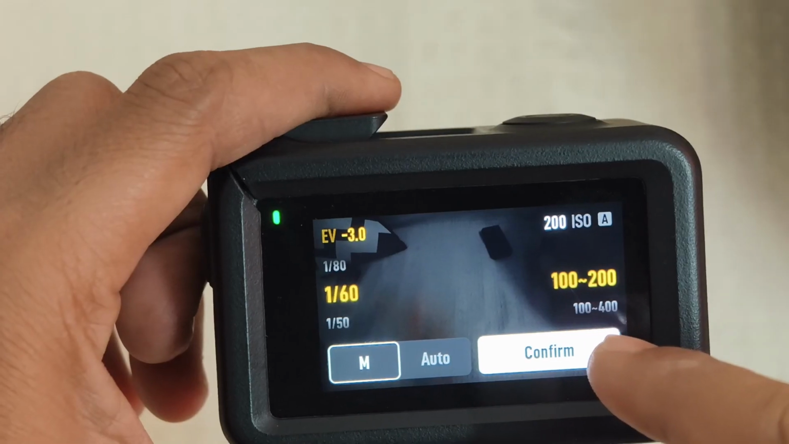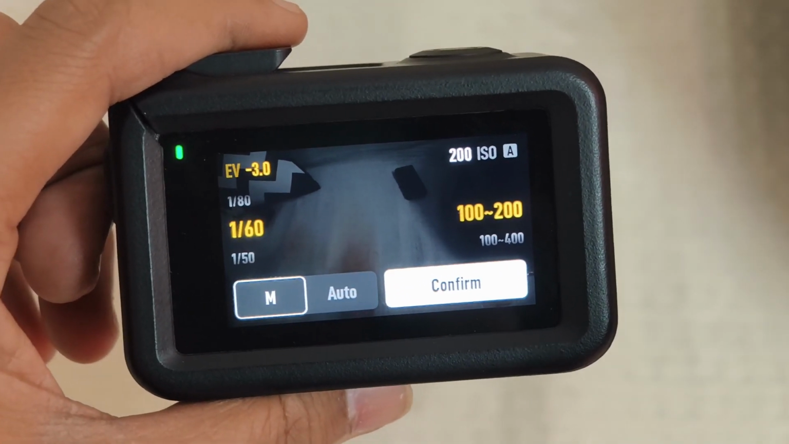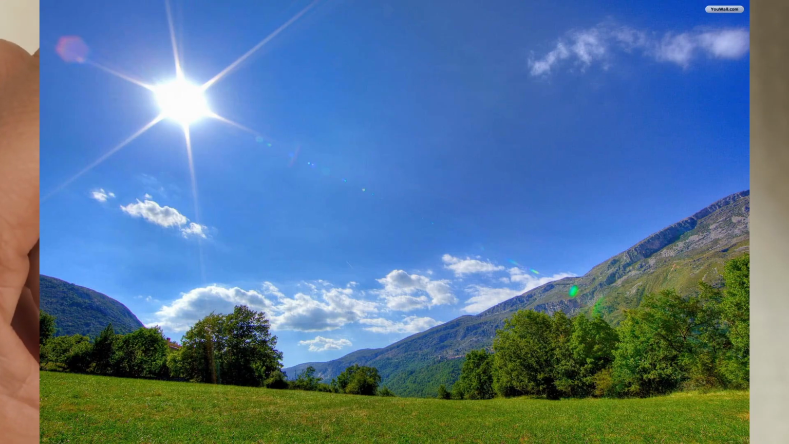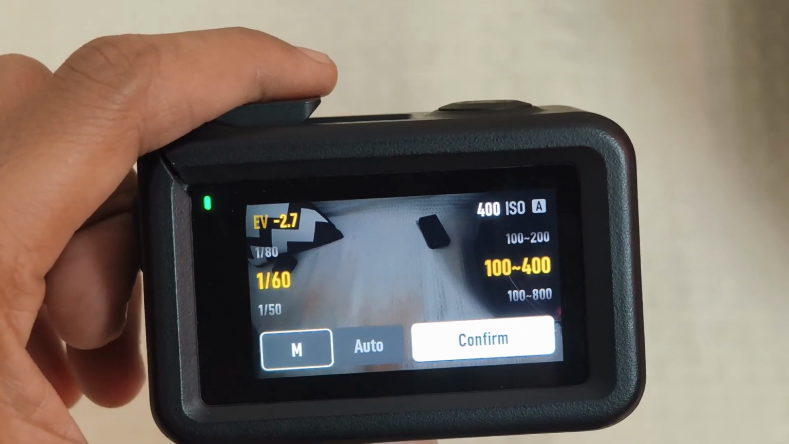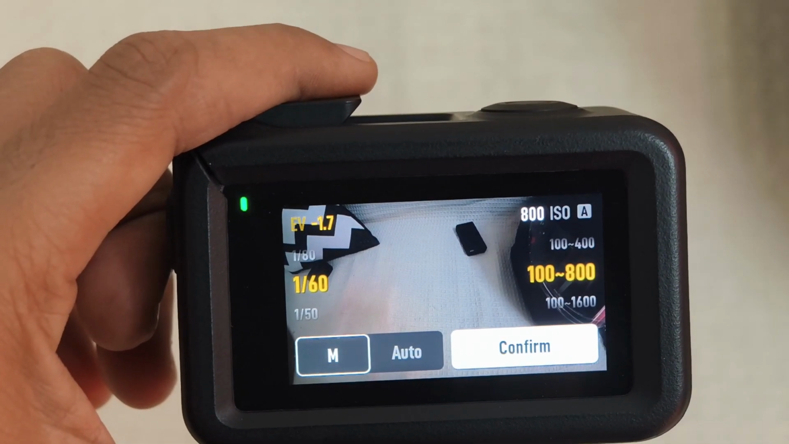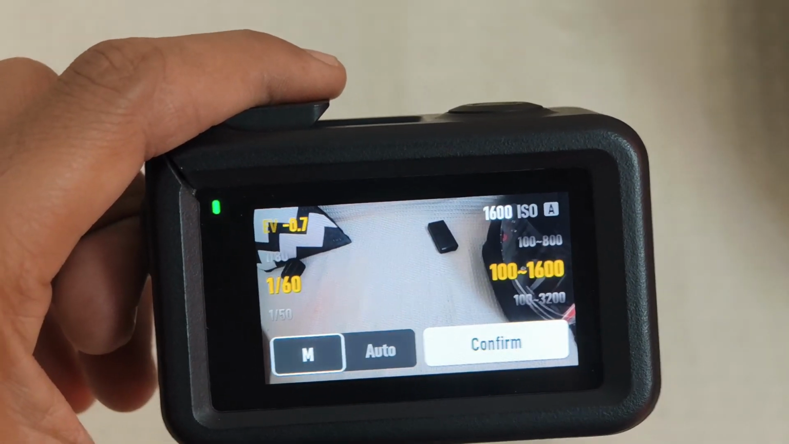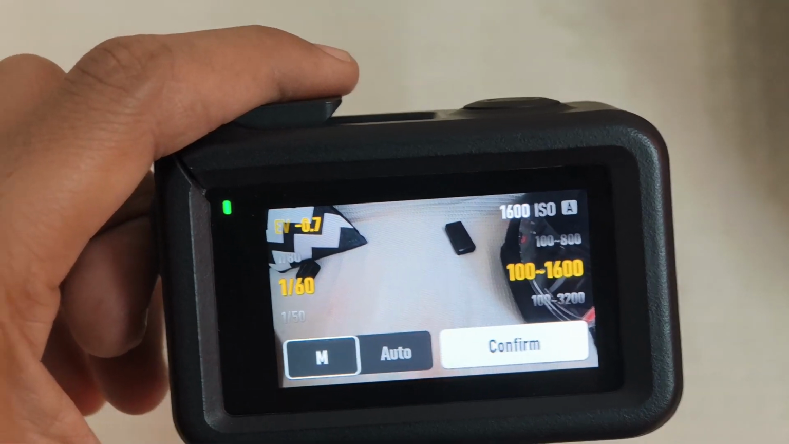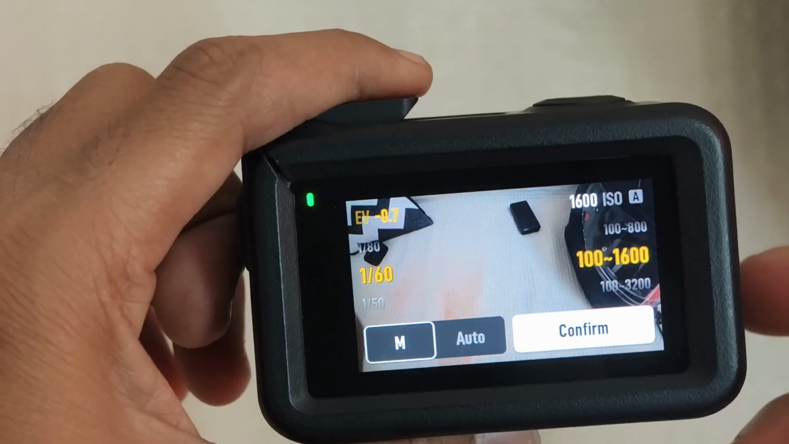Similarly, on the ISO side, you have to keep your ISO based upon the weather condition. If it is very bright, I would recommend an ISO between 100 to 200. If it is in between cloudy and sunny, 100 to 400 would do. If it is very cloudy, change the ISO between 100 to 800. And if it is very dark, in that case, I would keep my ISO between 100 to 600 or sometimes even 30 to 100. Most of my early morning rides, I keep my ISO between 100 to 1600.